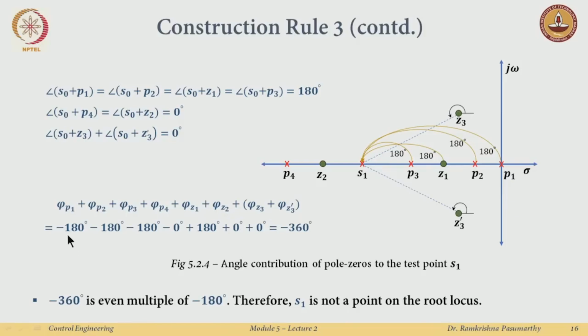Okay. So, let us do this: minus 180, minus 180, minus 180 plus 180, and this is 360 degrees, right? And 360 degrees does not satisfy the criterion that it should be an odd multiple. So, 360 is an even multiple.